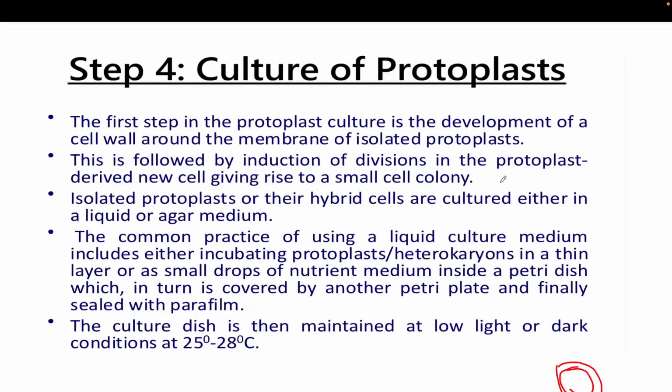Okay, so for that the protoplast-derived new cell gives rise to a small cell colony, then only it can divide and produce a large number. Okay, and then this isolated protoplast or their hybrid cell are cultured either in liquid or agar media. The common practice is using a liquid culture medium, because it is the suspension kind of culture, so there will be more aeration available for the cell growth. So that's why we generally prefer liquid media when you are growing the primary culture.